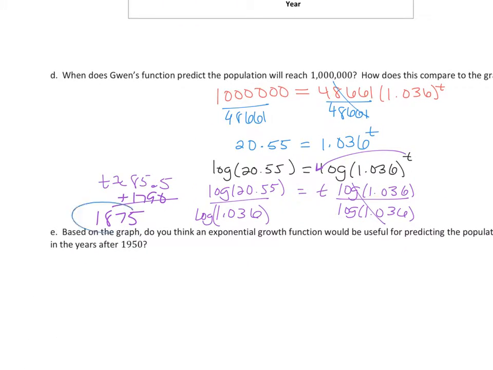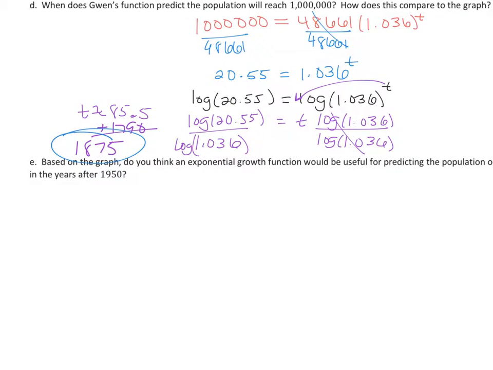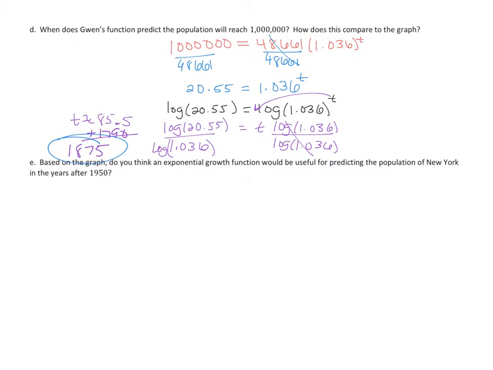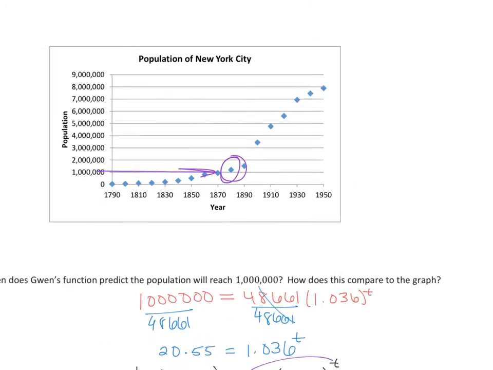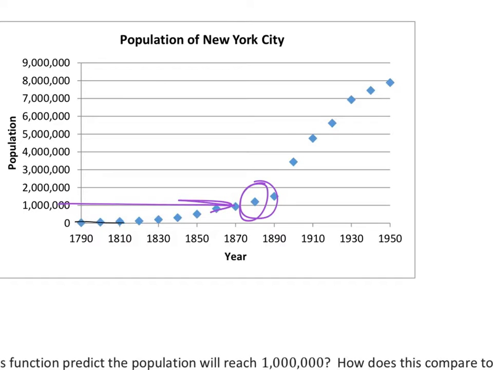Her function is a really good prediction of the population in New York. The last question says, based on the graph, do you think an exponential growth function would be useful to predicting the population of New York in the years after 1950? Now, they're talking about after 1950. So when you look at this graph up here, after 1950, what seems to happen is that the population, after its rapid increase, starts to level off.